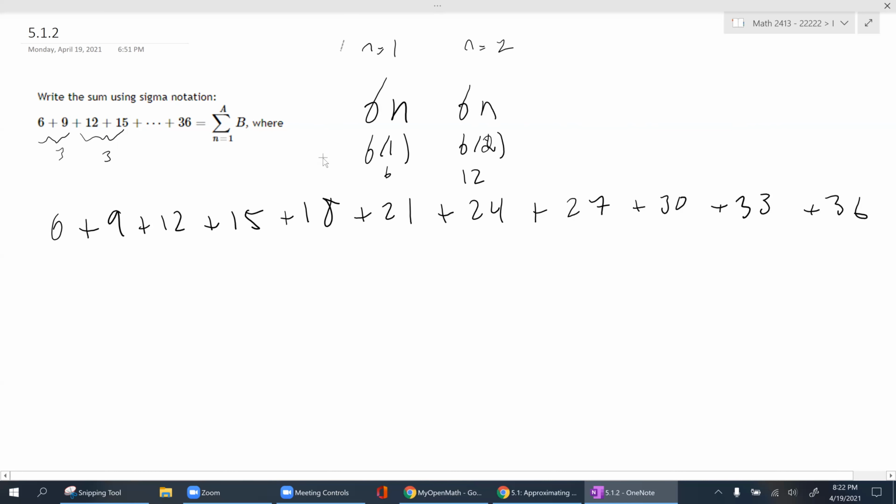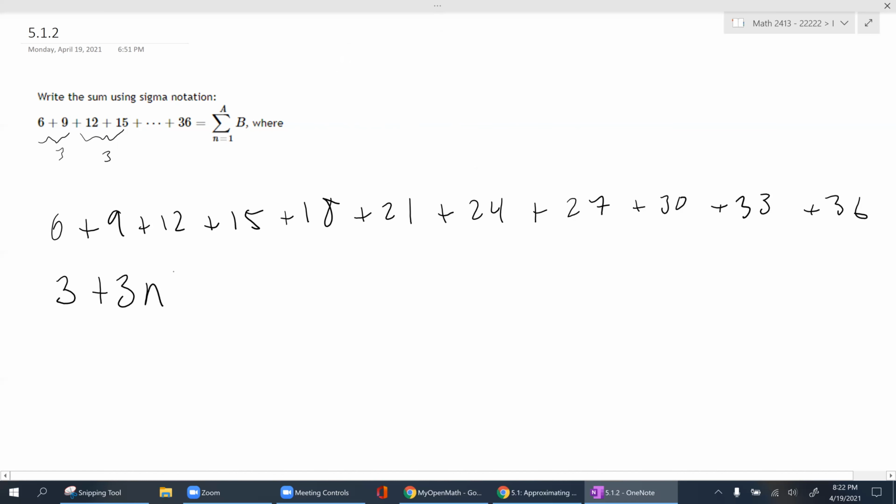Definitely pause the video and try to find one. And with these, there's generally more than one. If you were to submit this, I'll accept more than one answer. So here, you find out that the function 3 plus 3n works. If you were to plug in n equals 1, you get 3 plus 3 times 1, which is 6. So this here is your starting point.